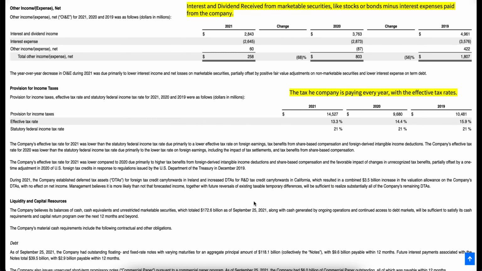Okay, let's move on. The next slide actually tells you what are some other income and expenses of the company. And this specific one talks about the interest and dividend received from marketable securities. Like, for example, the company could be owning some securities that are paying dividends, or some bonds, for example. Or they could actually have sold bonds, and so they have to pay interest. And so these expenses are actually denoted here. And also the tax that the company is paying every year with effective tax rates is also what is added here.